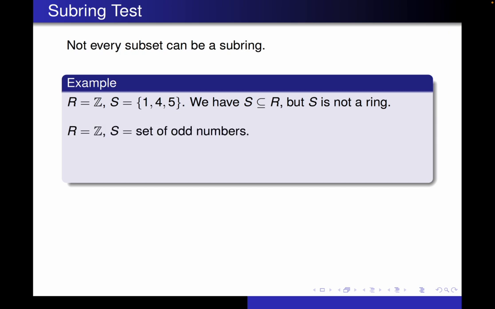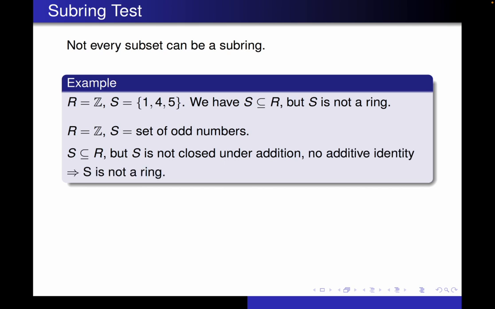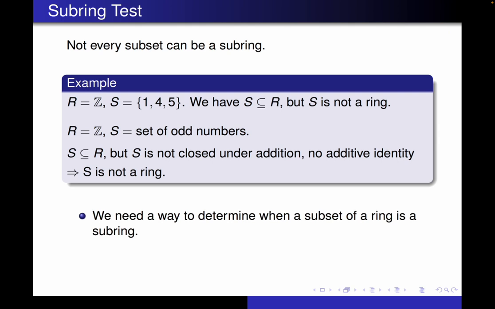So if we look at an example of S being the set of odd numbers, this has a few new properties, right? It is a subset of R. It is closed under multiplication, but it is not closed under addition. It has no additive identity, so not a ring. So what we would like to have is a way of determining when a subset of a ring is a subring.